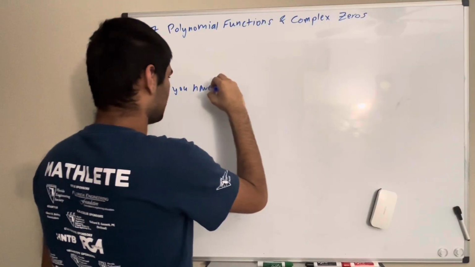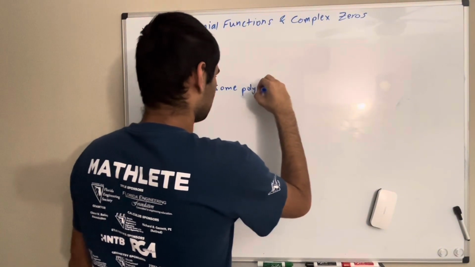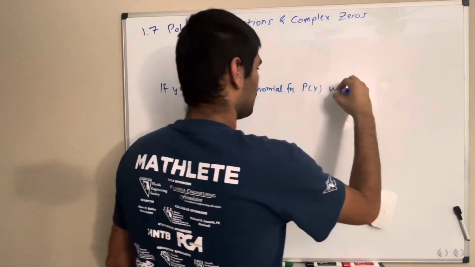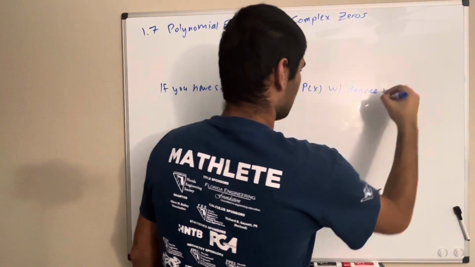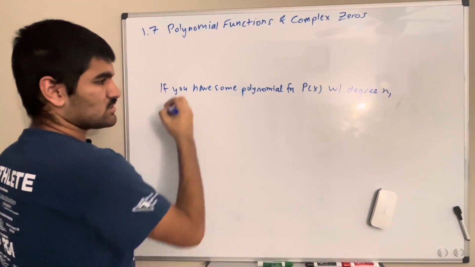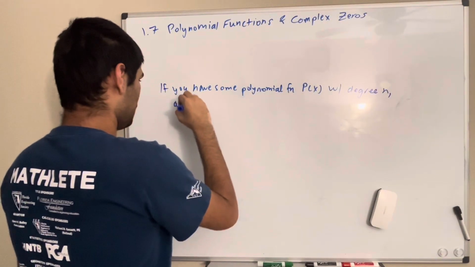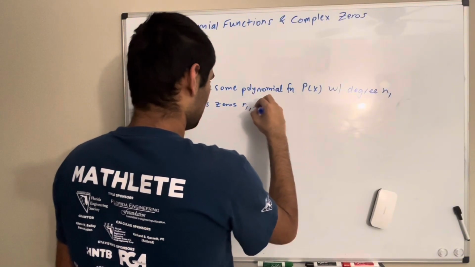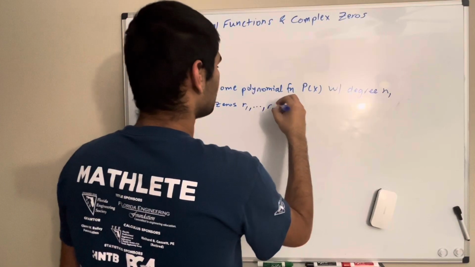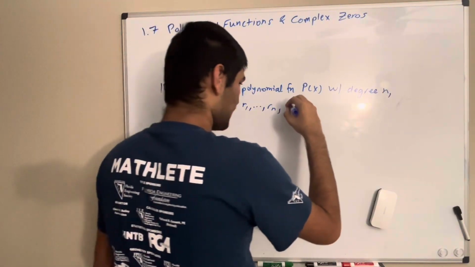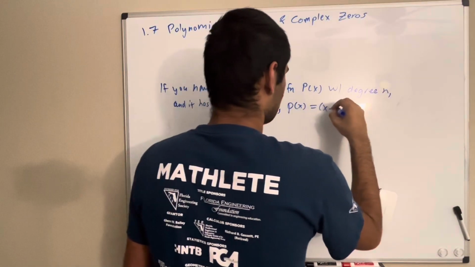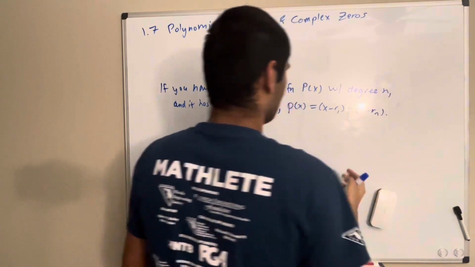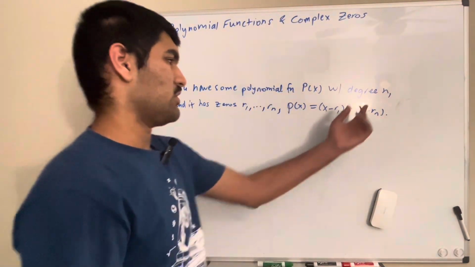If you have some polynomial function, let's call it p of x, with degree n, and let's say it has zeros r1 through rn, then what the fundamental theorem of algebra says is that we can factor the polynomial p of x as x minus r1 all the way up until x minus rn, right? So in total, we'll have a total of n factors since the degree is n.